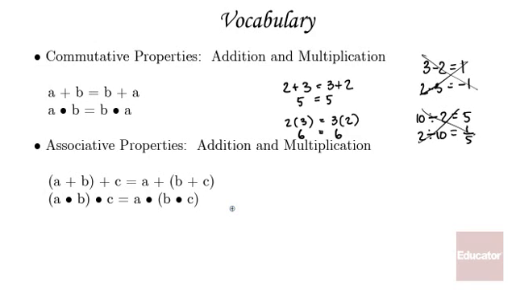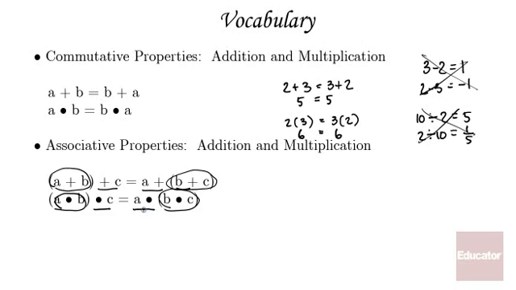There are also associative properties of addition and multiplication. The associative property tells us that if you have grouping symbols, you can group together the first two, a plus b, and then add c, and that will give you the same answer as adding first b plus c and then adding a. And same with multiplication. You can multiply a times b first and then multiply with c, and multiply b times c first and then multiply with a, and you'll get the same answer.